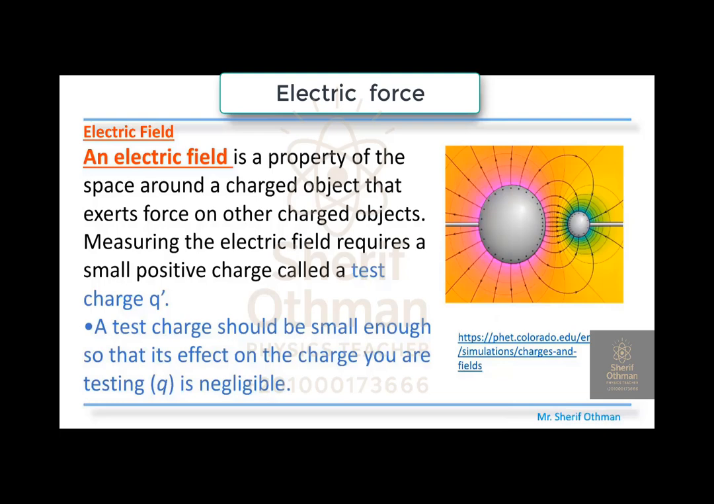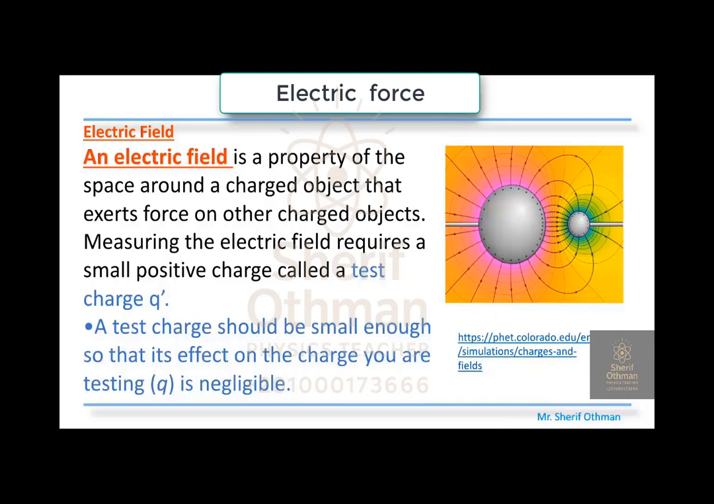What is the meaning of field, guys? Field means area. When I say electric field, that means the area of electric charge. So we can define the electric field as the area which is surrounding the electric charge. An electric field is a property of the space around a charged object that exerts force on other charged objects. Measuring the electric field requires a small positive charge called a test charge Q dash.